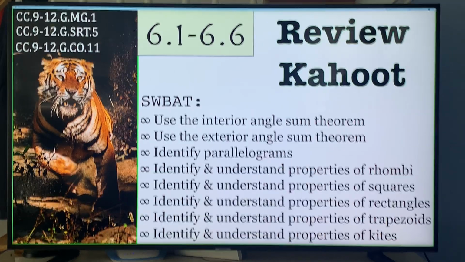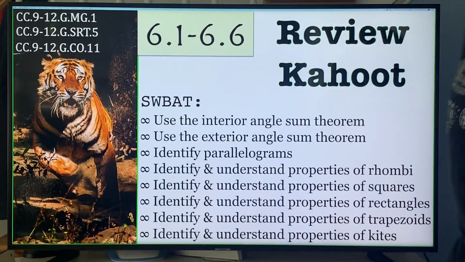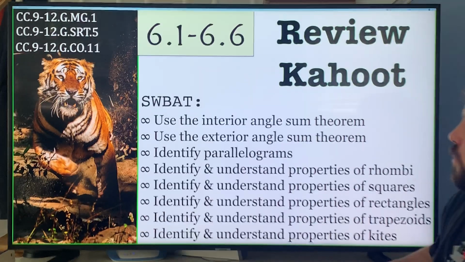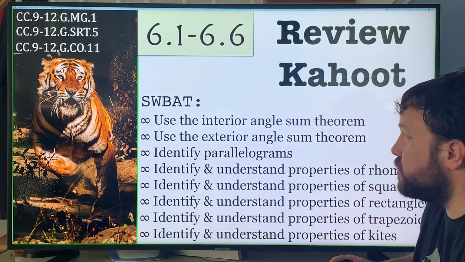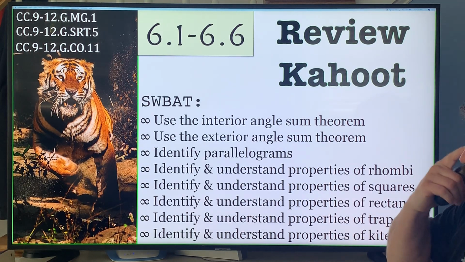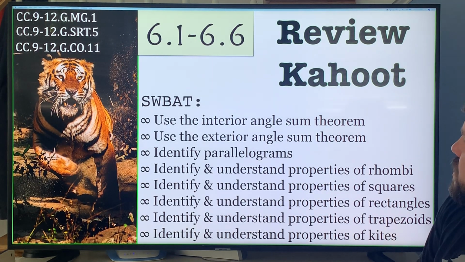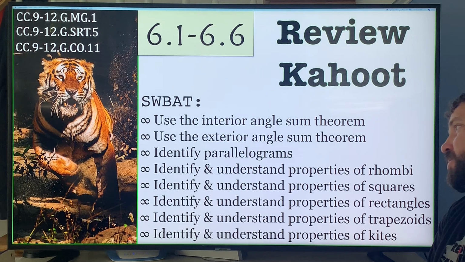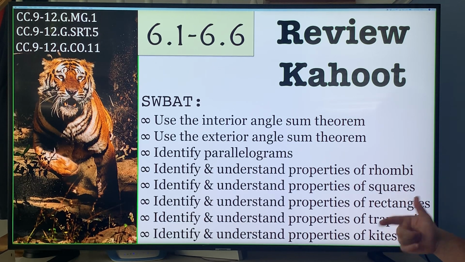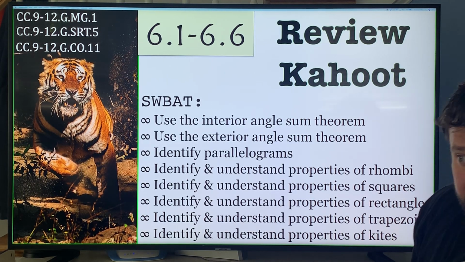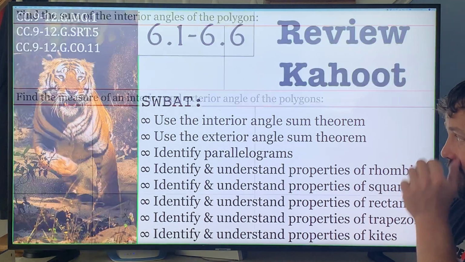Today we will be beginning our review for Chapter 6, Quadrilaterals. This corresponds with the Kahoot that you guys have taken. After this, you'll be able to use the interior sum theorem, use the exterior angle sum theorem, identify different types of parallelograms, and then identify and understand the properties of rhombi, squares, rectangles, trapezoids, and kites. All right, so let's get started.